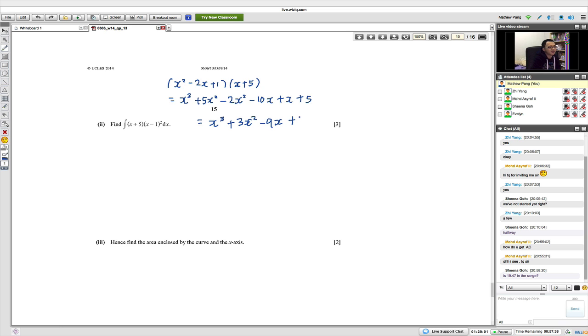Then I integrate. This one is much more simple. So I integrate x cubed plus 3x squared minus 9x plus 5.